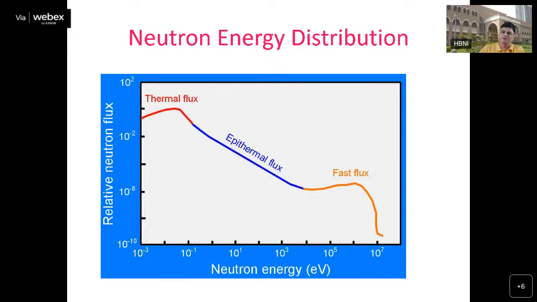Here we are showing the neutron energy spectrum. Basically, there are 3 different kinds of neutron energies: thermal flux, epithermal flux, and fast flux. Then we will see what the utilizations are when you irradiate your sample with the thermal flux, epithermal flux, and the fast flux.